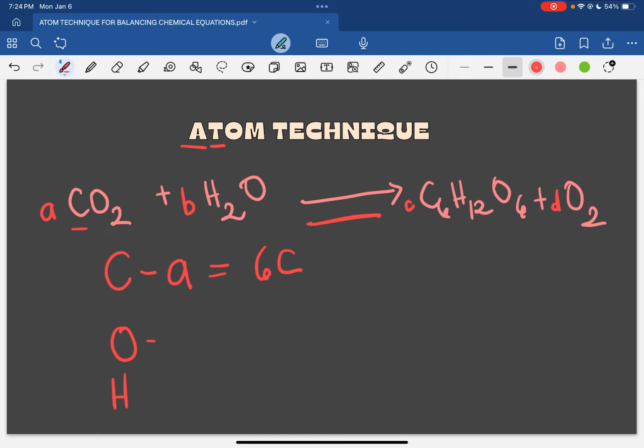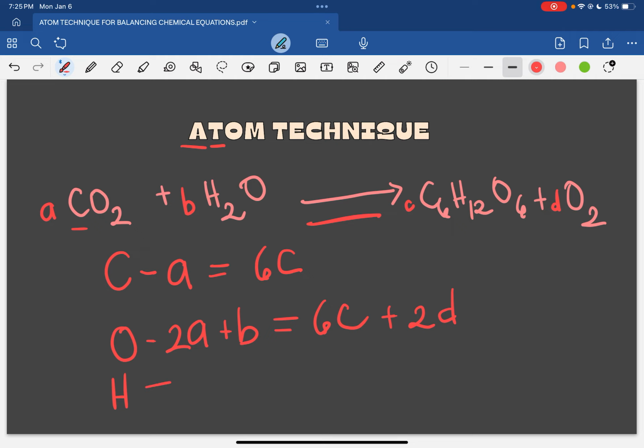Next, let's go to the oxygen. So we are going to multiply two atoms of oxygen here, 2A, and one atom of oxygen here to B, equal sign, six atoms here to C, 6C, and two atoms here to D.